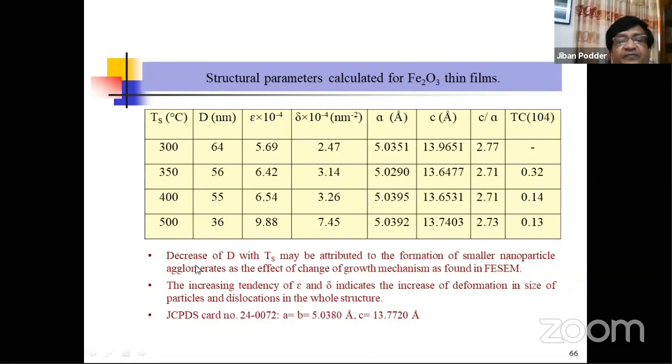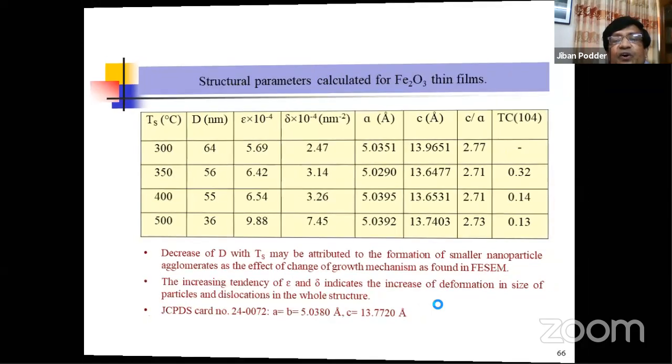The decrease of the grain size, the diameter of the grain, with substrate temperature may be attributed to the formation of smaller nanoparticle agglomerates as an effect of the change of growth mechanism, as found from the field emission scanning electron microscope. In the SEM studies, we have seen that the agglomeration is less and more compact, and the particle size is also reduced. The increase in strain and dislocation indicates the increase of deformation in the size of the particle and dislocations in the whole structure.